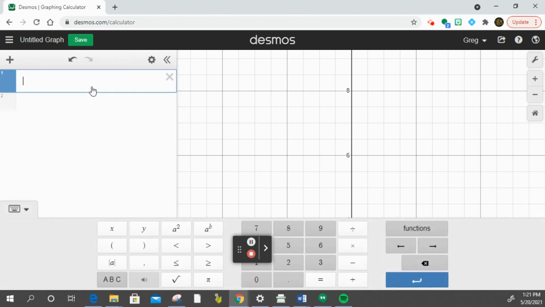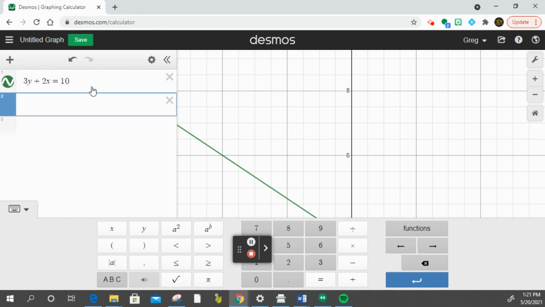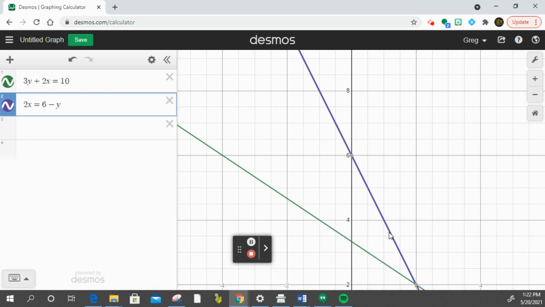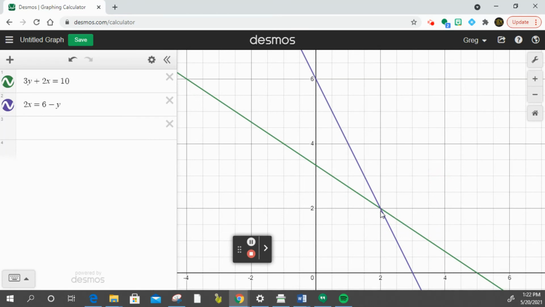Next one, we have 3y plus 2x equals 10. And then 2x equals 6 minus y. Let's figure out where they cross. They cross at 2, 2. There's your solution. Graph them on Desmos, find where they intersect, boom, solution. That simple. Okay, that's part 3, unit 7, systems of equations and inequalities.